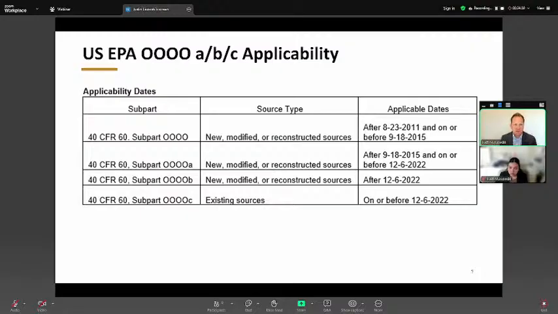And then Quad OC is basically existing sources, anything that Quad OB didn't pick up, and it's anything on or before December 2022. And that doesn't go into effect, I believe, until 2029 through state implementation plans. So we have some time on Quad OC. But all of these are the basis for how we approach these design bases.